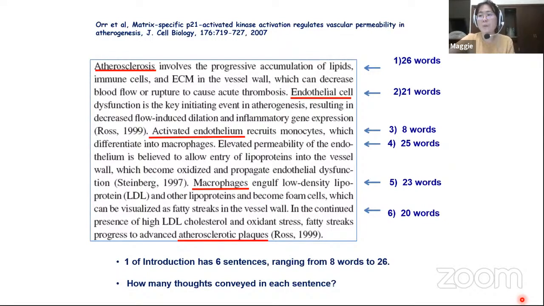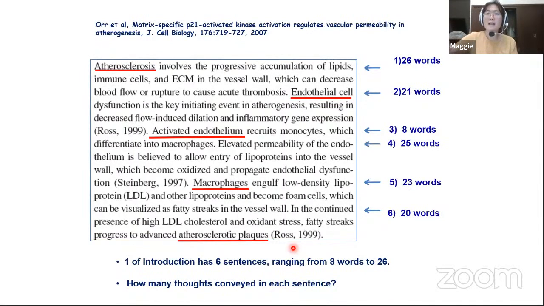When you read this paragraph, you can see the logic flow of the author. The author talked about the disease first, and then the key component causing the disease, the endothelial cells. And then the endothelial cells react with the macrophages together and cause the development of the disease. So the idea is very clear. As you read each sentence, you can follow the logic flow of the author. So this is a good way to write sentences. Only one idea per sentence, and not too long.